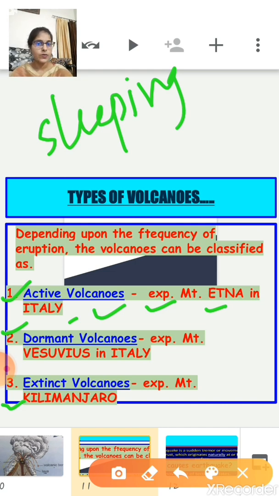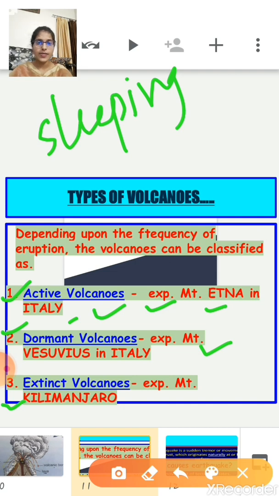So that's why these volcanoes are also called sleeping volcanoes. For example, Mount Vesuvius is an example. It is in Italy and it is an example of dormant volcanoes. Dormant volcanoes means certain volcanoes which have not erupted for a long years. That's why it is also known as sleeping volcanoes.